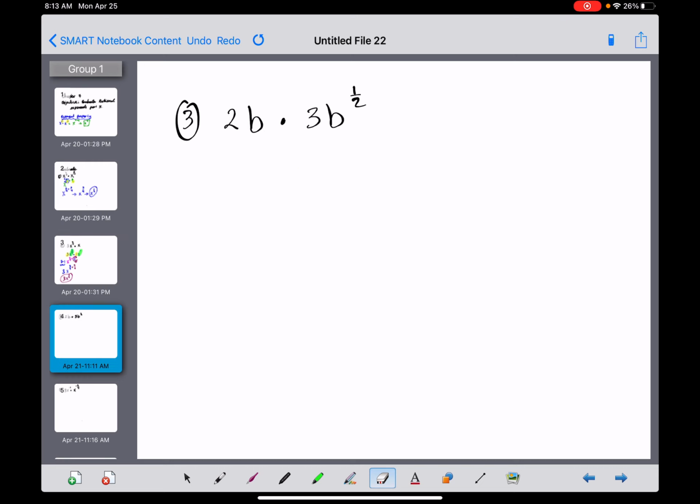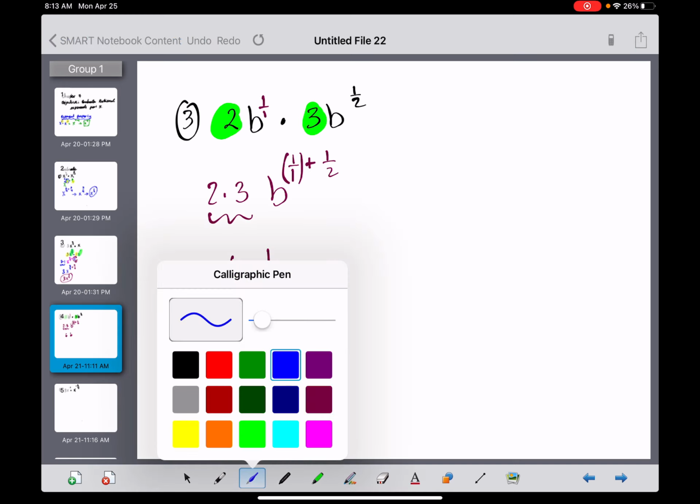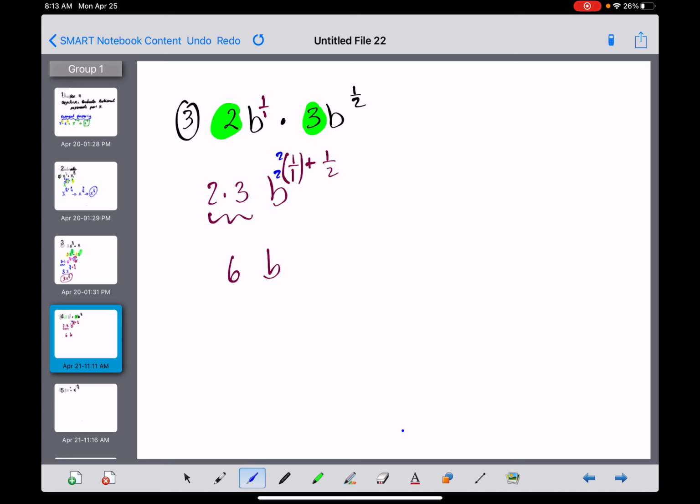Number 3, same thing. Now we both have coefficients here, so we're going to multiply them together. And then here there's an invisible 1 over 1. So 2 times 3, b to the 1 over 1 plus 1 over 2. 2 times 3 is 6. Here we need the same denominators. In this case, it's going to be a 2, top and bottom. So 2 over 2 plus 1 over 2. So 6b to the 3 over 2 power, and that's your final answer.